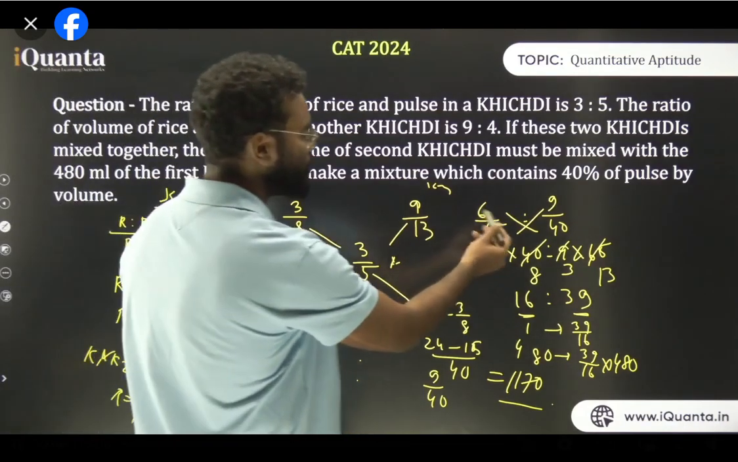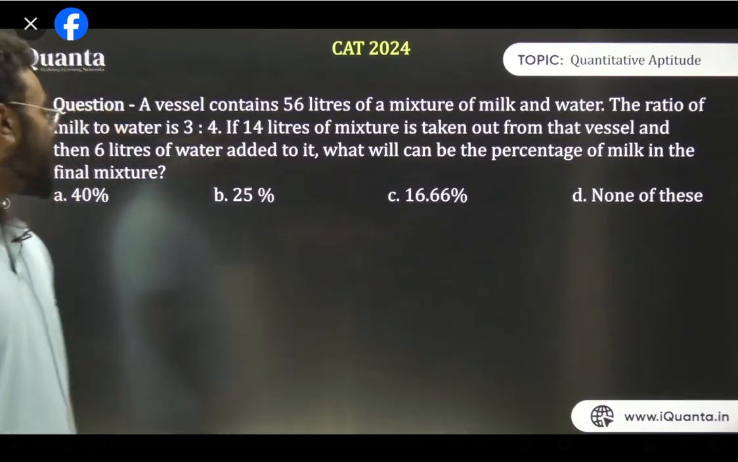Because 16 is this part, so its numerator has to be multiplied, not ulta. Next question.